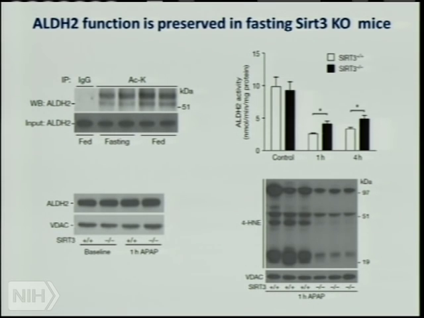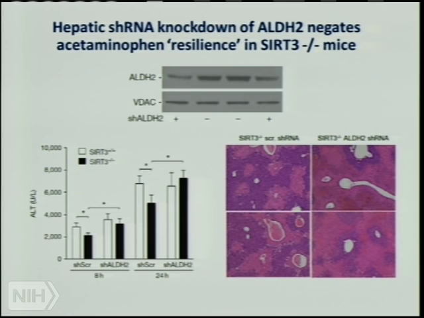And then we showed that in the knockout animal, the activity of ALDH2 was retained to a greater degree. No change in ALDH2 levels, but if you looked at hydroxynonenal levels, again you see with 1 hour of acetaminophen, marked accumulation in the wild-type mouse, and this was diminished in the knockout mouse. So we then used a viral shRNA approach in the livers and demonstrated that when you knock down ALDH2, you reversed the beneficial effect in the SIRT3 knockout animal.